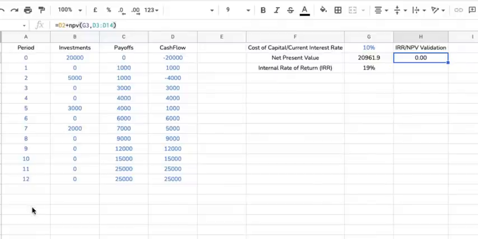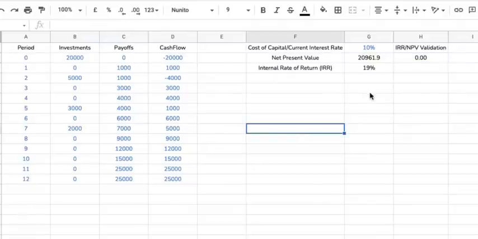So this was a pretty standard sheet to calculate net present value and internal rate of return. And essentially you can also do reverse kind of calculations.